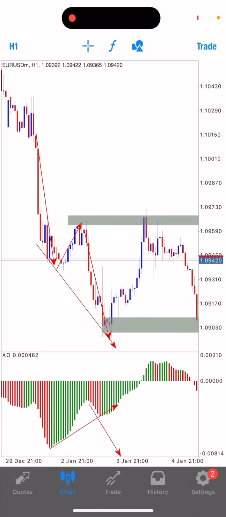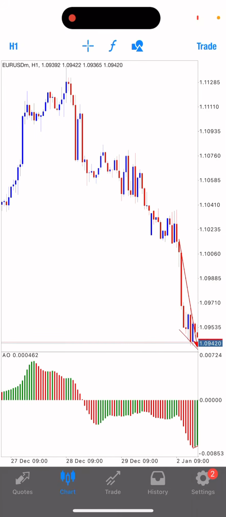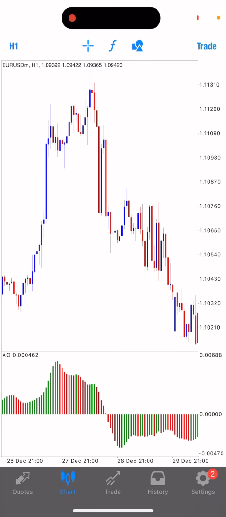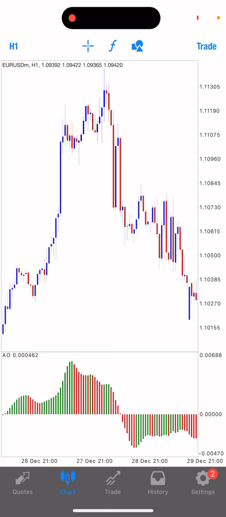Okay, so guys, let's go search for more examples of the awesome oscillator divergence strategy. Okay, so guys, here is another example. So this one, market is forming a higher high. So we see awesome oscillator form a higher high here also. Okay, so market formed a higher low, but awesome oscillator also formed a higher low.